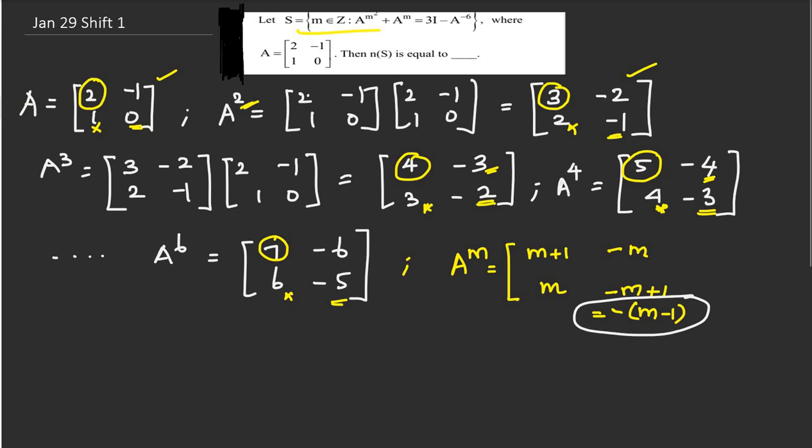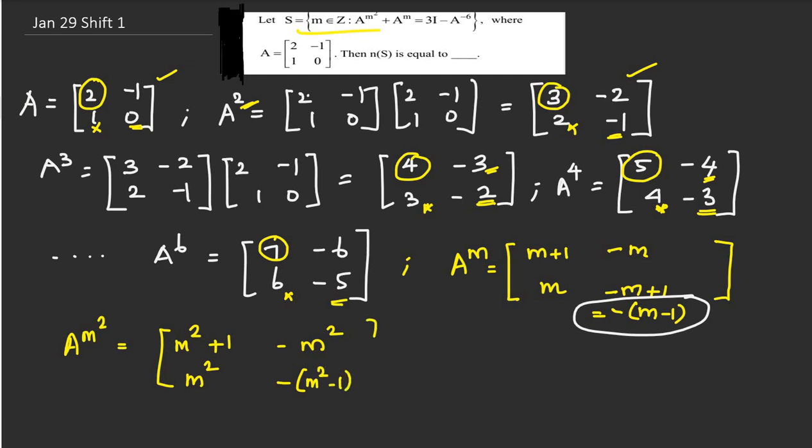Now in general we have got what is a power m. Now let us write what is a power m square. A power m square will be m square plus 1 minus m square. M in the place of m replaces m square, so minus of m square minus 1. This is a power m square. Therefore, this is a power 6, but in the question we want a power minus 6. Therefore, we can write a power minus 6 will be the inverse, the adjoint of this matrix. I write, so that is minus 5, 6, minus 6 and 7. This is a power minus 6.